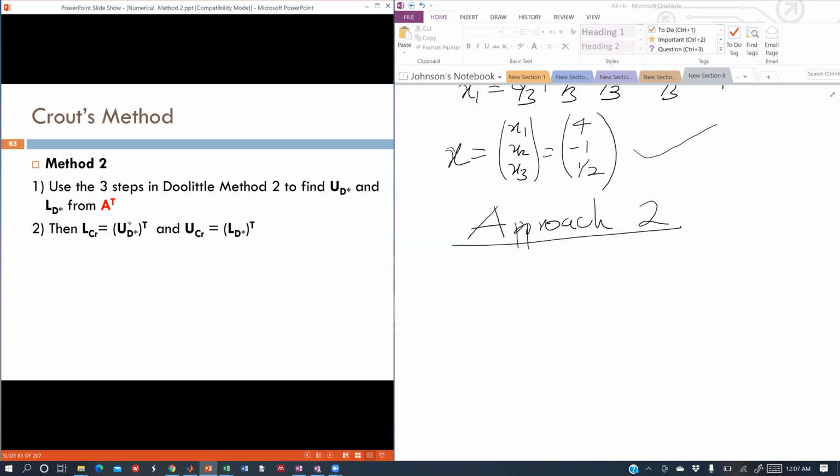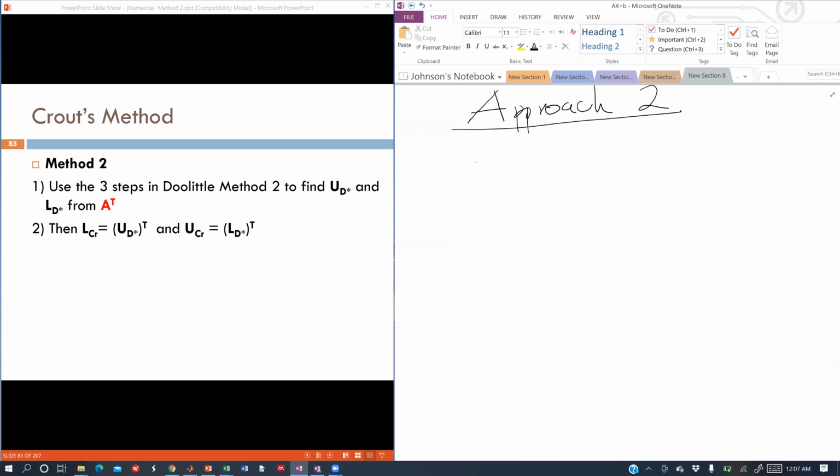Then you transpose this special Doolittle upper triangular to get the Crout's lower triangular. And then you transpose the lower triangular of the special Doolittle matrix to get the upper triangular of the Crout. And that is method number 2, or approach 2. So let's see how we can go through that to get it done. So I have my matrix A. Again, the matrix A is coming out from the system, which is 3, 5, 2, 0, 8, 2, and then 6, 2, 8.